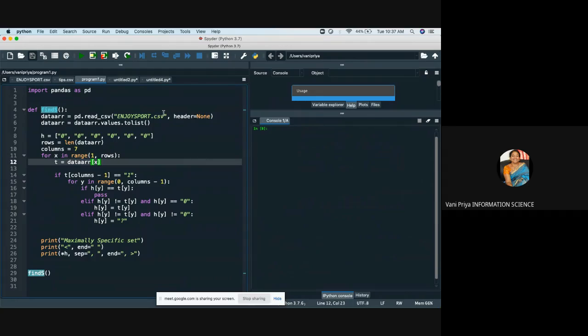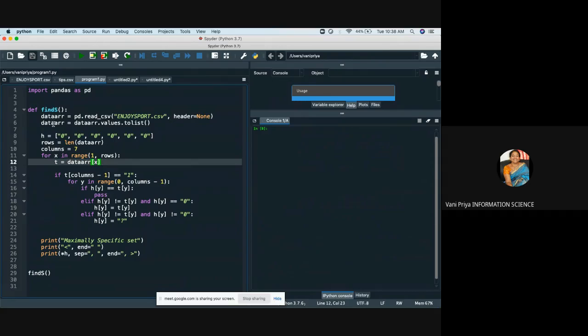Now, what is the name of the data set we are using? Enjoysport.csv. Remember, if they are in the same path, there is no need to specify its path. So directly you can use the file name enjoysport.csv. Otherwise, if it is in some other path, then you have to specify the whole path here. Remember, okay, and you're going to read the CSV. read_csv is a method which reads the CSV file into this data array.